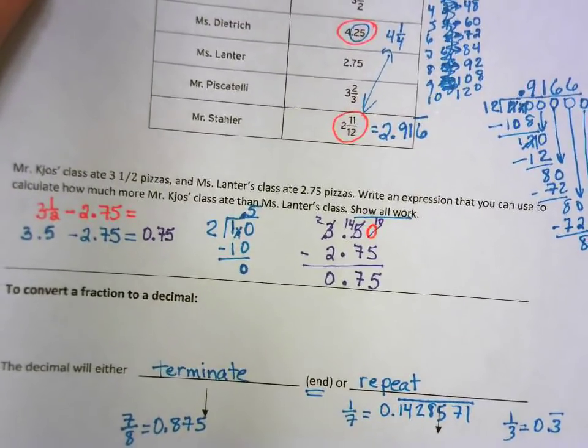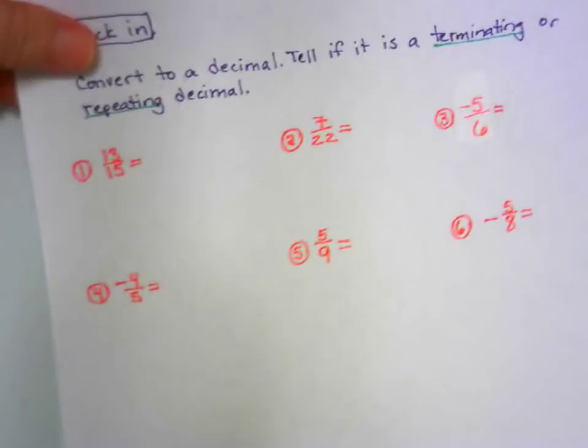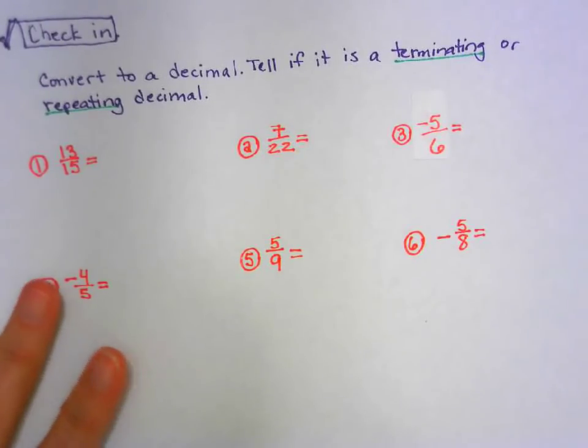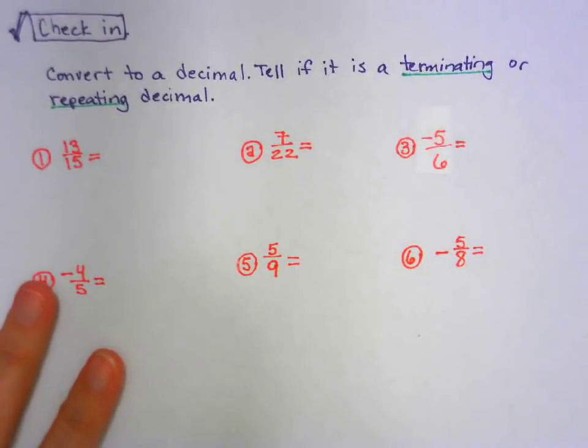So what I would like for you to do is to do a little practice. Here are 6 problems. The directions say convert to a decimal. Tell if it is a terminating or repeating decimal. And you can just copy this on your paper. If you will pause the video, complete these problems, and then you can restart the video to check your answers. See you in a minute.